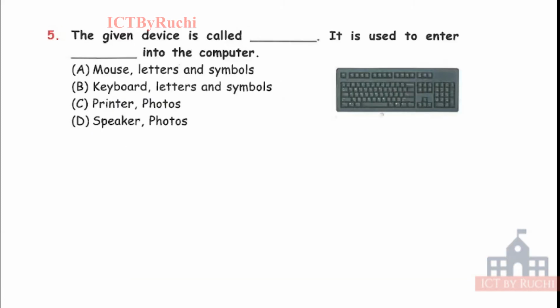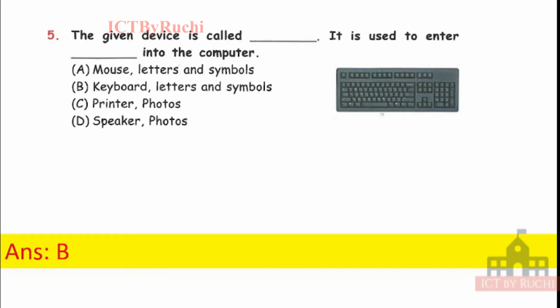Next question. The given device is called dash. It is used to enter dash into the computer. A mouse, letter and symbol. B keyboard, letter and symbol. C printer and photos. D speaker and photos. In the first blank we have to write the name of a device, and in the second blank we have to write the function of this device, like what this device does. So choose from options A, B, C, D and give me the answer. Answer is B, keyboard. The device name is keyboard and it is used to enter letters and symbols into the computer.